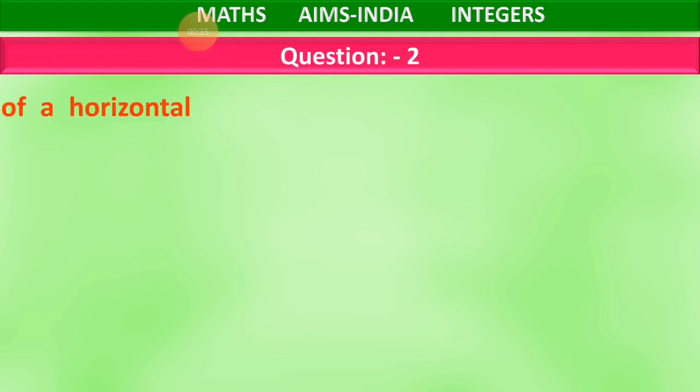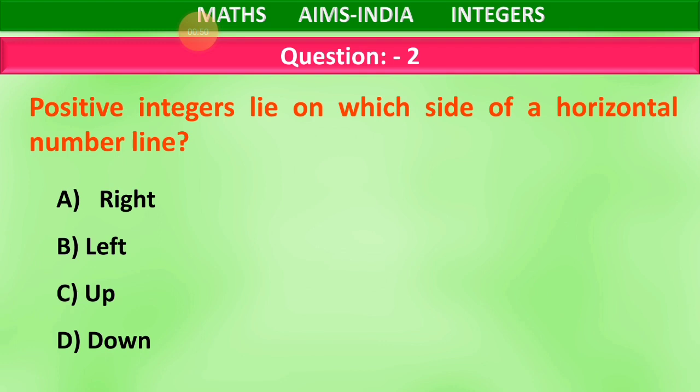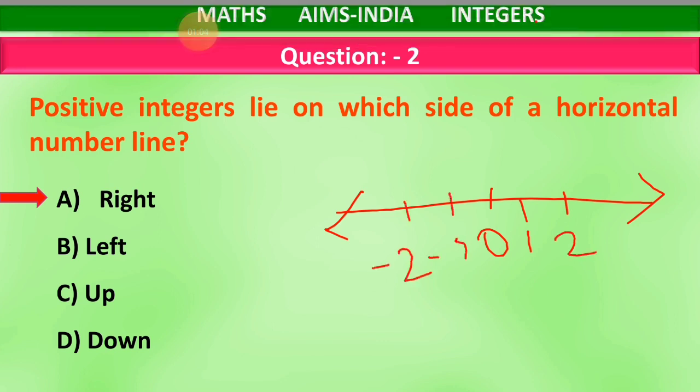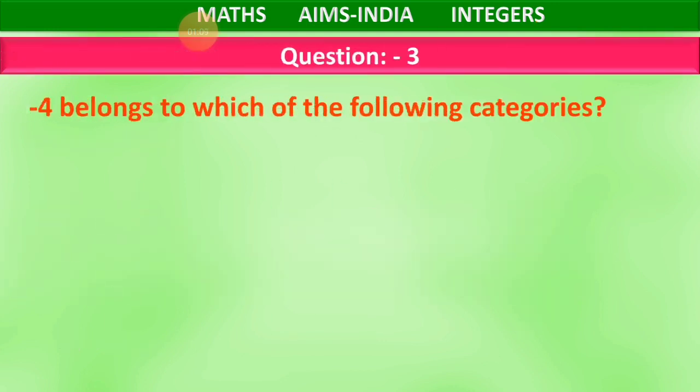Next, question number 2. Positive integers lie on which side of a horizontal number line? Option A right, option B left, option C up, option D down. What is the correct answer? Yes, option A right. This is called as a horizontal number line. We have 0 in the middle and we have positive integers to the right and negative integers to the left. Clear class? Okay.